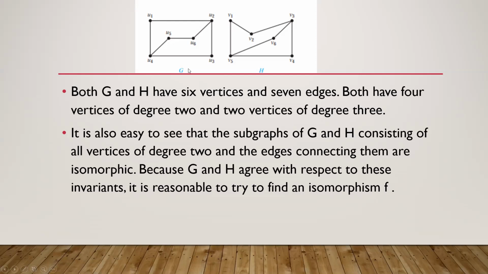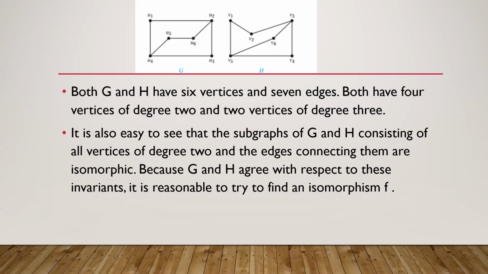As we can see, in graph G we have u4 and u2, and in graph H we have v5 and v3. These 4 vertices are the vertices of degree 3, and all the other vertices are of degree 2. It is also easy to see that the subgraphs of G and H consisting of all vertices of degree 2 and the edges connecting them are isomorphic.